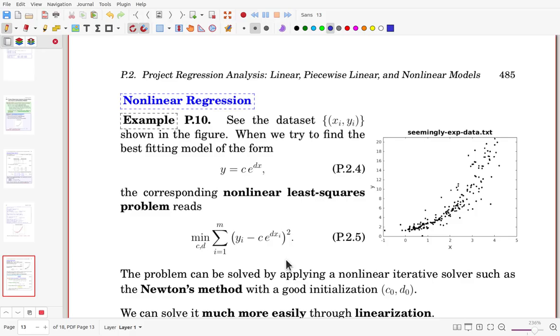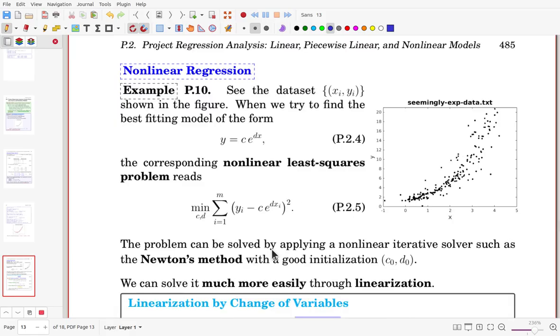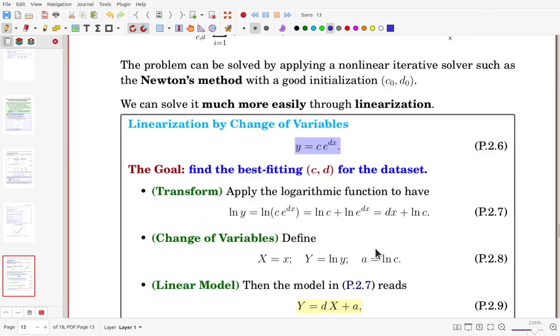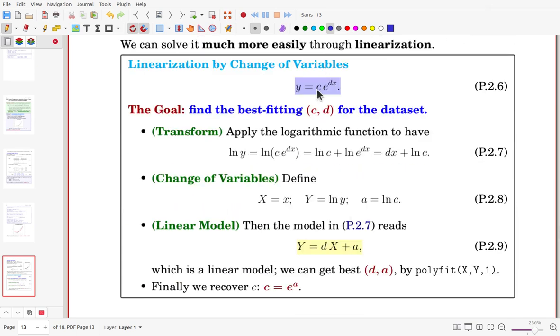You have to give a really good initial value for C and D. Without that, it does not work well. And also, the convergence may have some issues, so we may try to get the solution through linearization. For example, here for this model, we use a change of variables, and we first apply the logarithm to both sides.